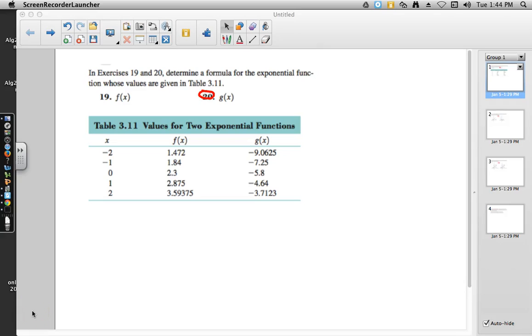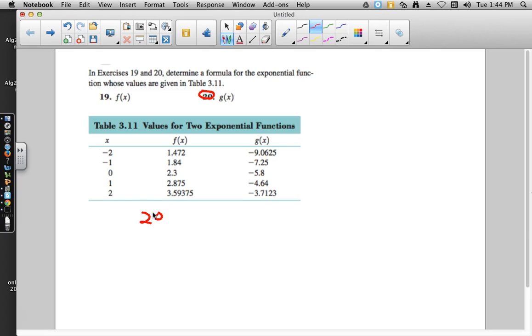These are the frequently asked questions for pre-calculus for the second day of section 3.2, and I have problems 20, 21, 22, 28, and 32 on the list. So we'll start with number 20, and number 20 says in exercises 19 and 20, determine a formula for the exponential function. That's a huge giveaway to what we're supposed to do here, whose values are given in table 3.11. And for 20, we're supposed to do this for g of x.